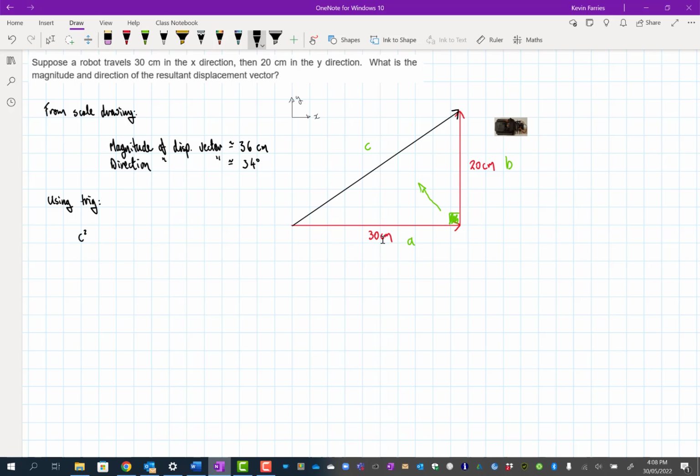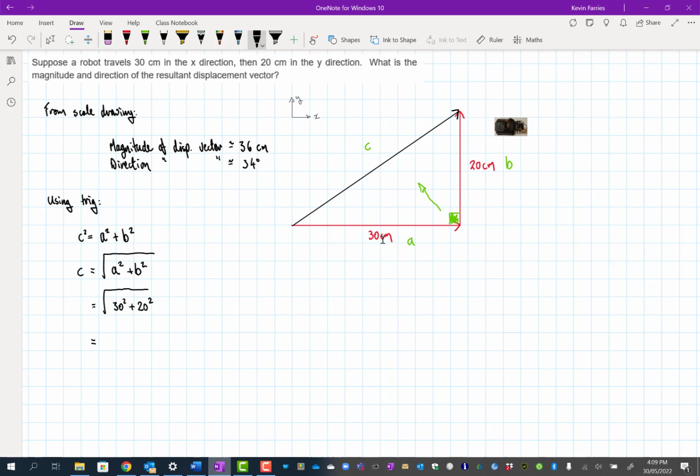Okay, we've got c squared is equal to a squared plus b squared. So we could substitute in the values, or we know we're going to need c in the end, so we're going to have to take the square root of both sides. We'll just do that first. Doesn't really matter which order you do it in. a squared plus b squared. So c is going to be equal to the square root of 30 squared plus 20 squared.